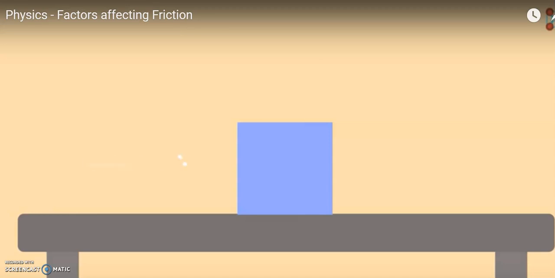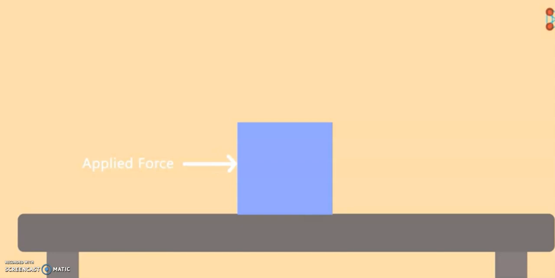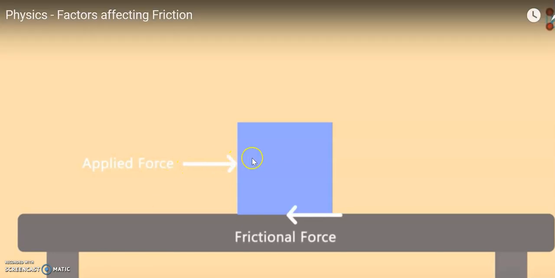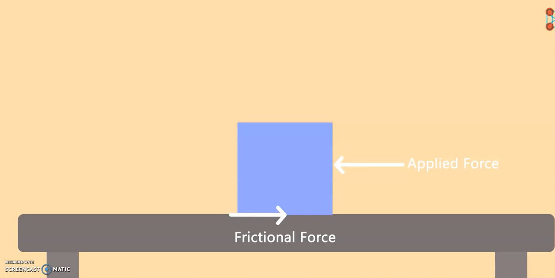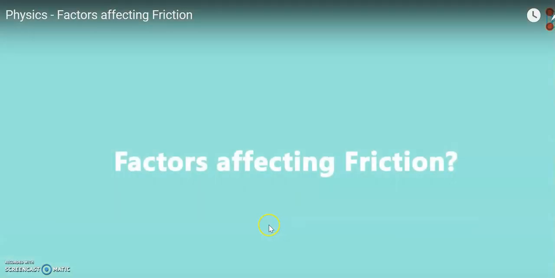So here's a cube placed. We know that if we push the object, there is a frictional force acting from this direction. If there is an applied force from this direction, then there is a frictional force in the opposite direction. The force of friction will always oppose the applied force. What are the factors that affect the friction?